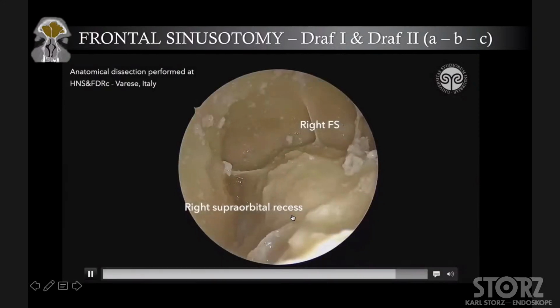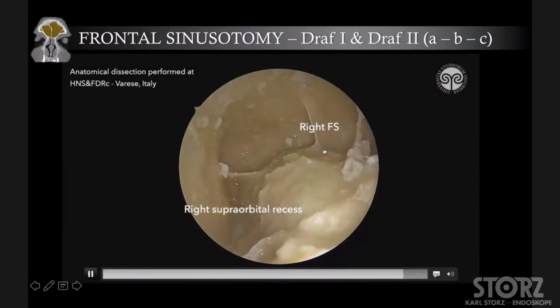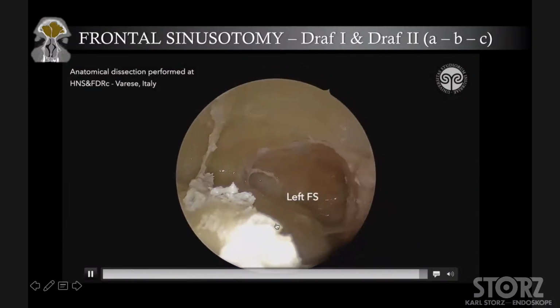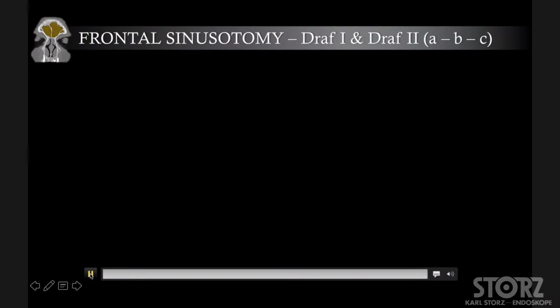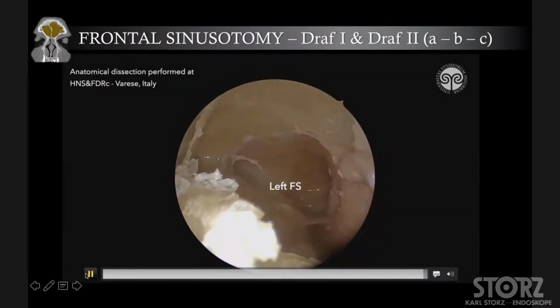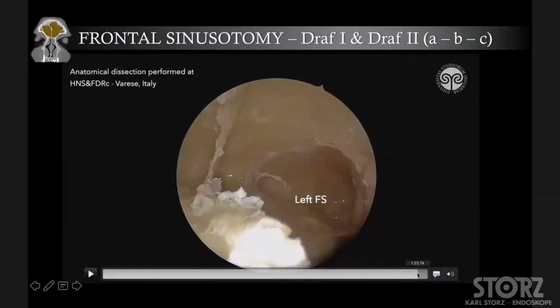Okay, you can see the supraorbital recess, right frontal sinus, well pneumatized. Sometimes you can also remove the intersinus septum, and by removing the intersinus septum, you can join the right and left sides, right frontal sinus, left frontal sinus. This is also called Draf type 2C.